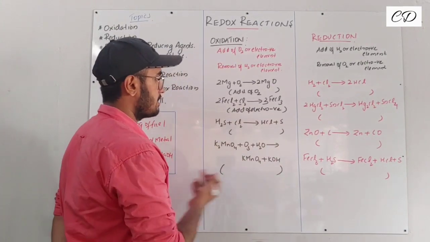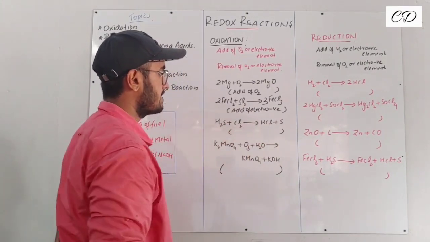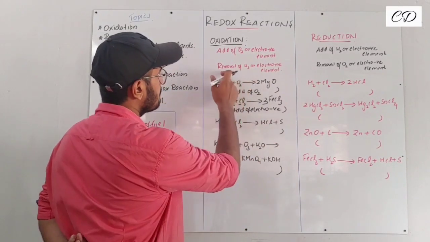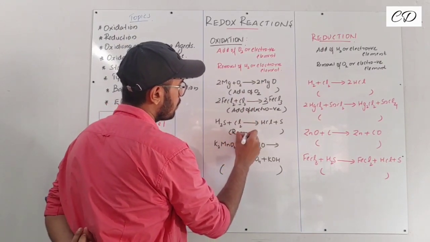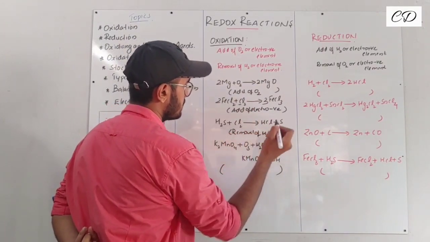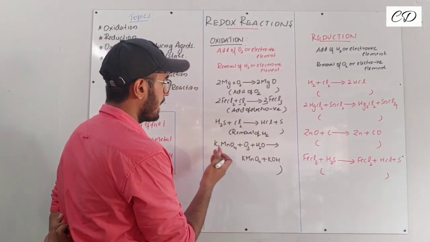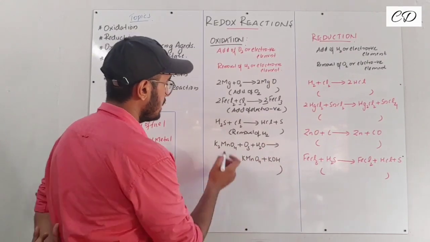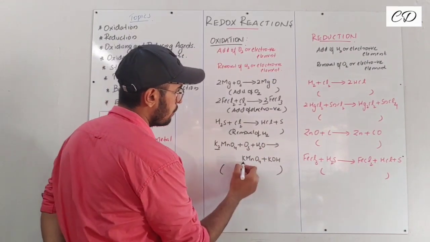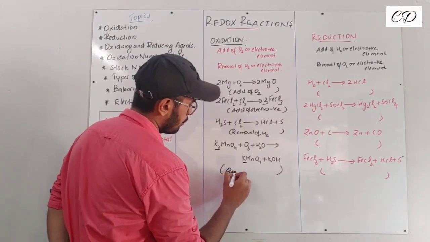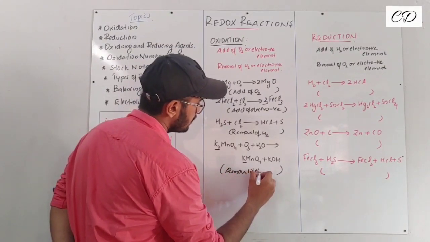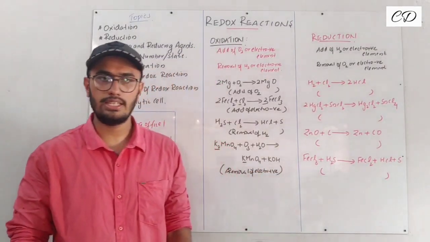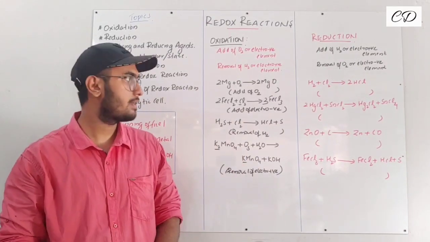Next example, hydrogen sulfide plus chlorine giving HCl plus sulfur. Here the hydrogen is removed, so removal of hydrogen. Last, we can go to this example, K2MnO4 plus O3 plus H2O giving KMnO4 plus KOH. Here there are 2 atoms of K, here only 1 atom, so it is the removal of electropositive element. This is about oxidation, so you can just write out the examples.